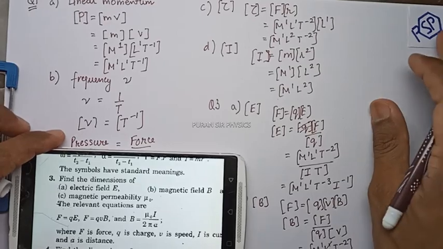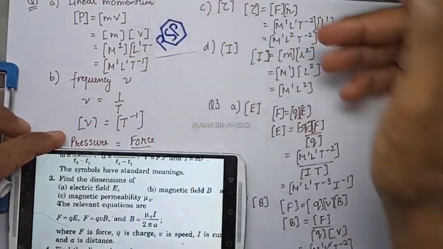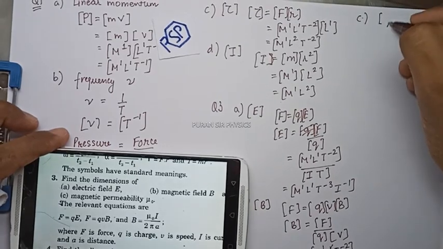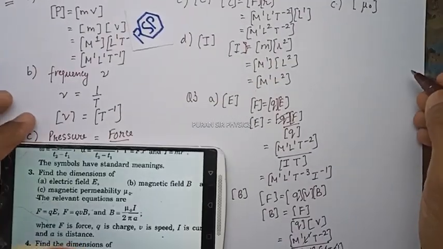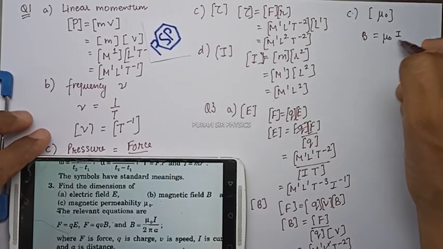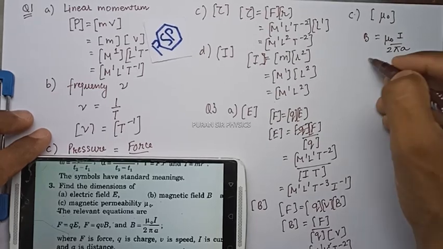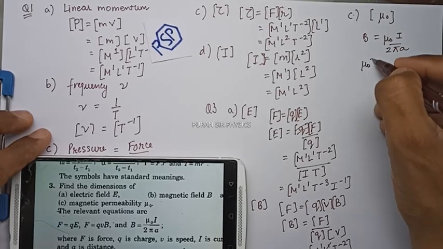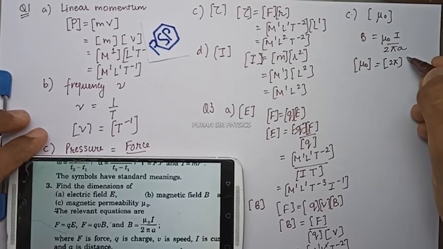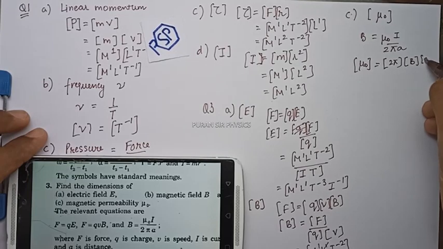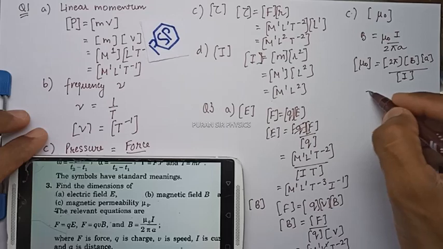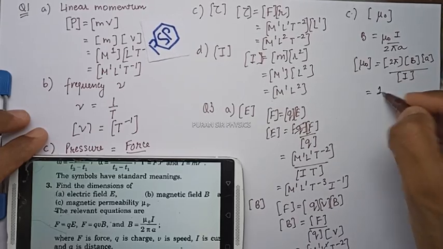Now in the third, we have to find, in your C part, the dimension of magnetic permeability, and we can use the formula of B is equals to mu naught I upon 2 pi A. So from here, the dimension of mu naught will be the dimension of 2 pi into the dimension of B into the dimension of A upon the dimension of current. So 2 pi is a dimensionless quantity, so I write it as 1.